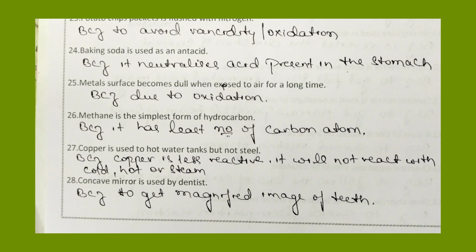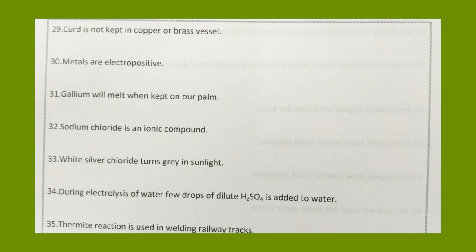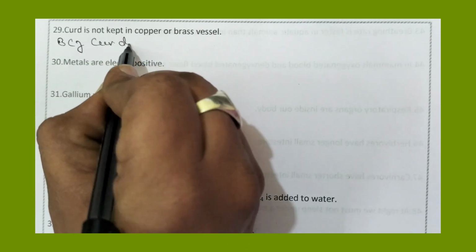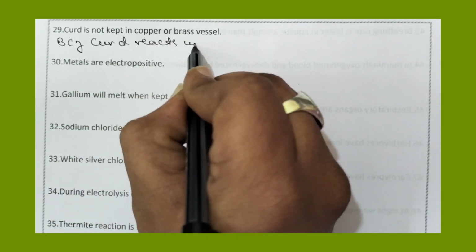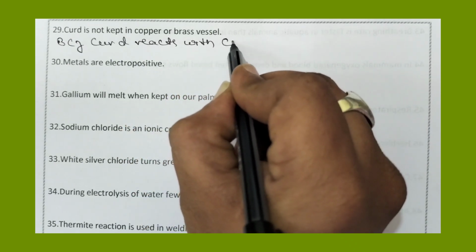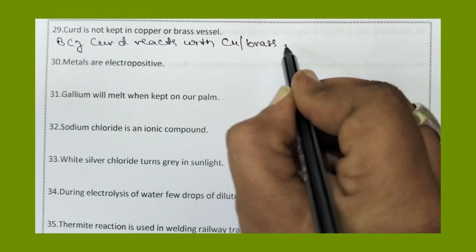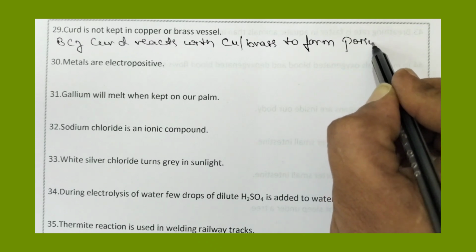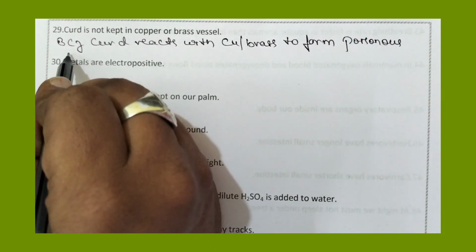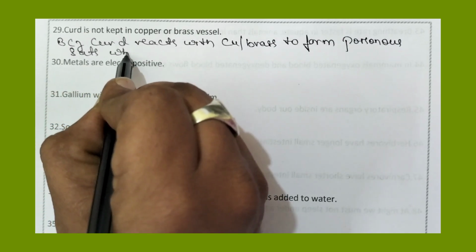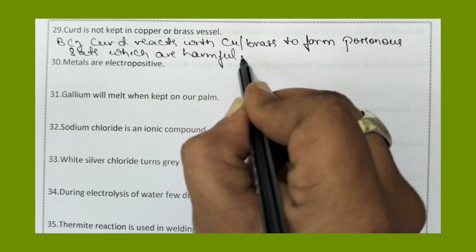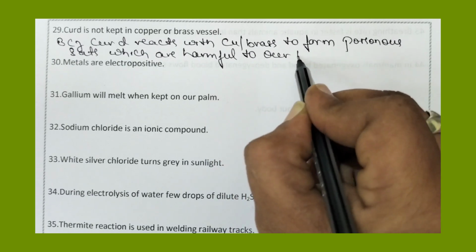Now let us move to question number 29. Curd is not kept in copper or brass vessels because curd reacts with copper or brass to form poisonous salts which are harmful to our health.